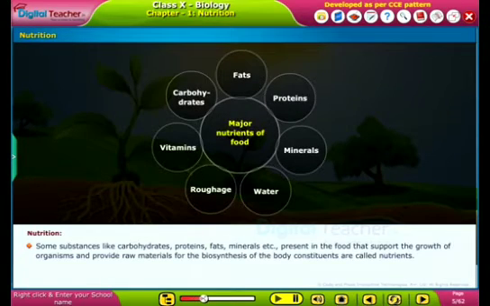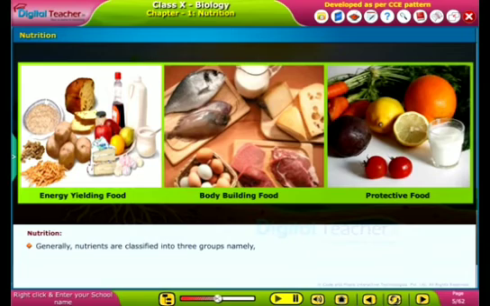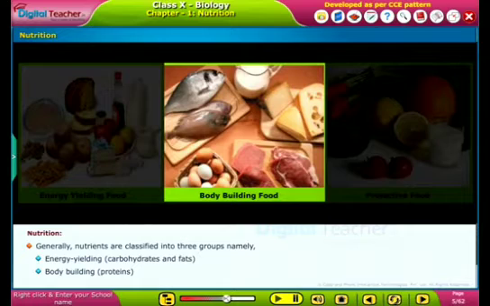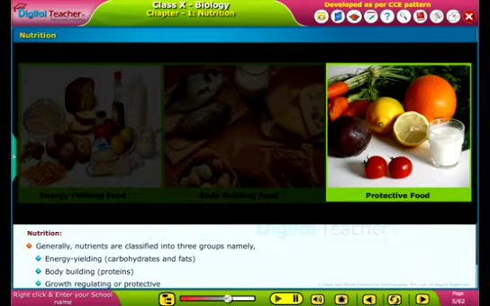Some substances like carbohydrates, proteins, fats, minerals, etc. present in the food that support the growth of organisms and provide raw materials for the biosynthesis of the body constituents are called nutrients. Generally, nutrients are classified into three groups, namely energy-yielding carbohydrates and fats, body-building proteins, growth-regulating or protective.